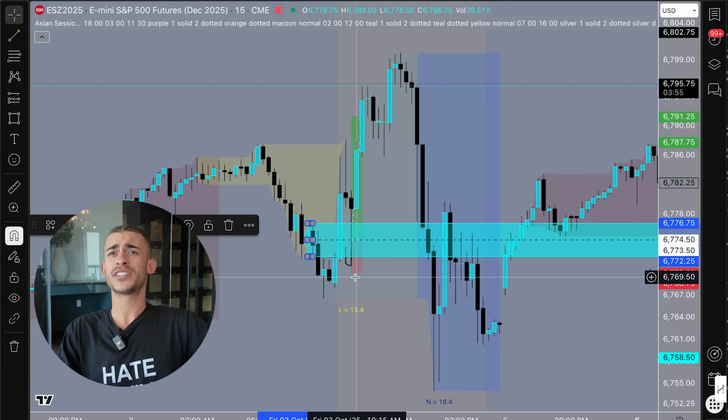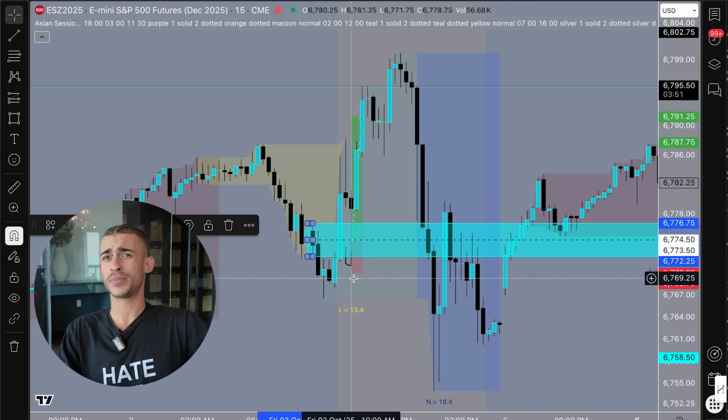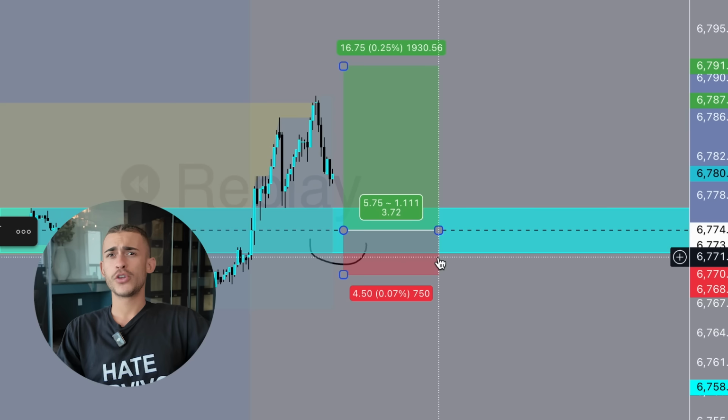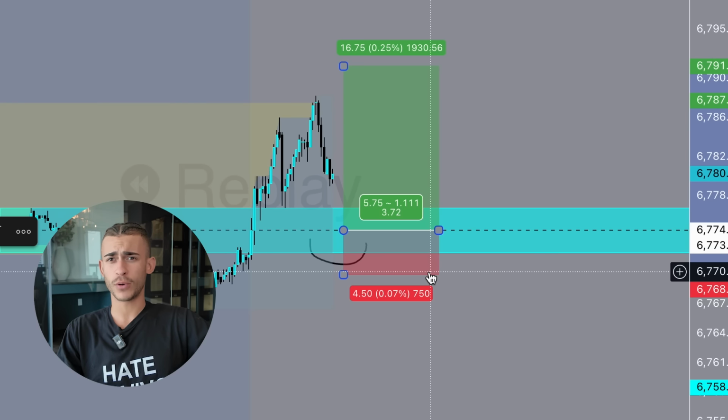Why does this work? Because institutions need to accumulate positions. The retest is where they add to their positions at better prices. When price is bouncing off the midpoint, that is your signal. Your stop goes just beyond the zone on the opposite side. Right here, my stop is around 4.5 points. Your target is typically 15 to 20 points on a 1 to 3 risk to reward minimum.